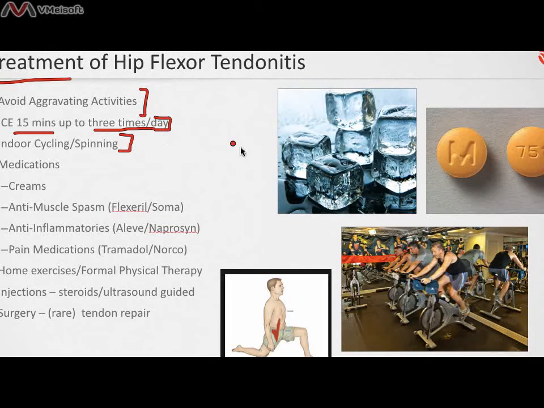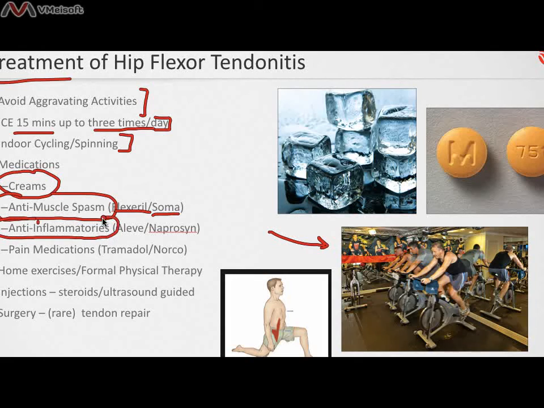Indoor cycling and spinning are also really helpful. So as you can see, you're not over flexing, but you're giving a nice little stretch to those tendons to help increase that blood flow to that area. And some medications that we could use are some creams that we can provide. There's some anti-muscle spasm drugs that we can provide, like Flexeril or Soma. Some anti-inflammatories would be really helpful, like Aleve or naproxen. Some pain medications, and these are more used in severe cases, would be tramadol or Norco.